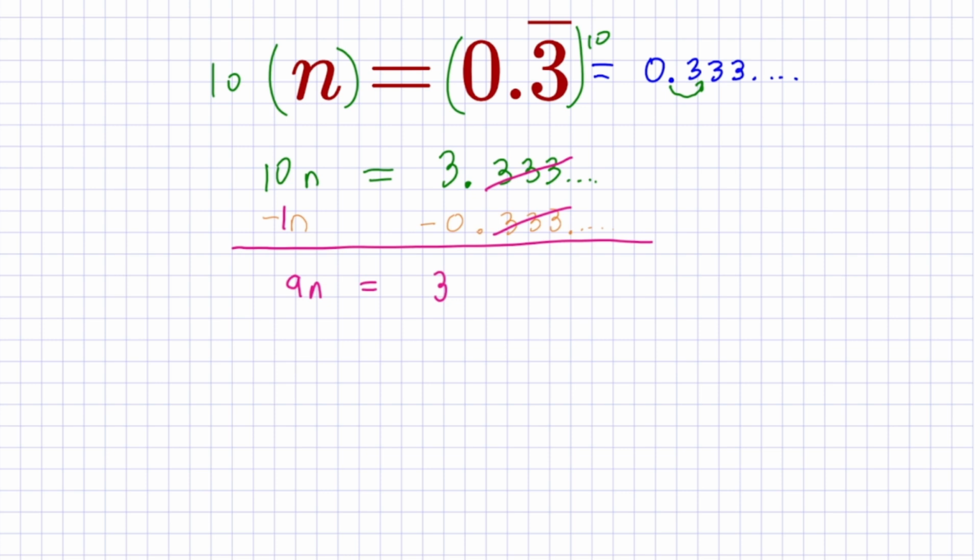Now our goal was to find a way to write 0.3 repeating in a different way. And we called 0.3 repeating n. So in this equation, if I now solve for n by dividing both sides by 9, I have isolated n. 3 over 9 is 1/3, and n was 0.3 repeating. So 0.3 repeating is 1/3.